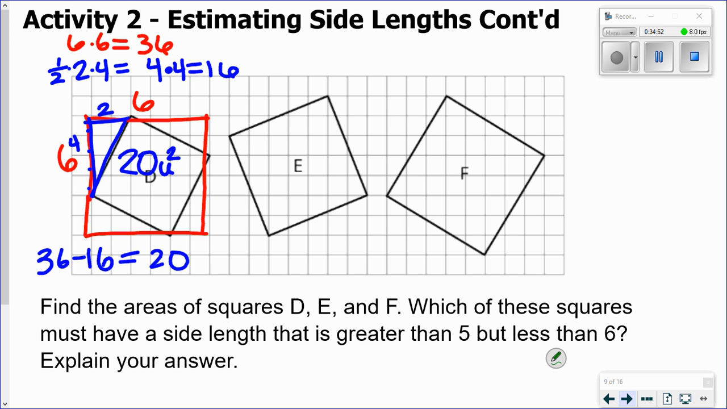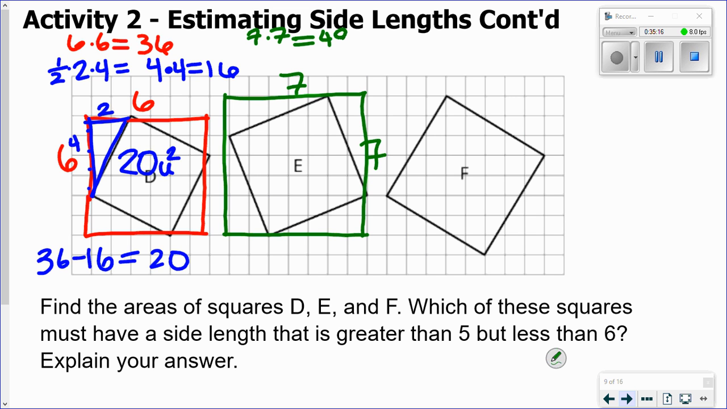E. Again, that same concept, enclose the tilted square E so that I create a square I can easily use the grid and count out with. 1, 2, 3, 4, 5, 6, 7. So I've created a 7 by 7 square. And we know the area of a 7 by 7 square is 49 square units, right?